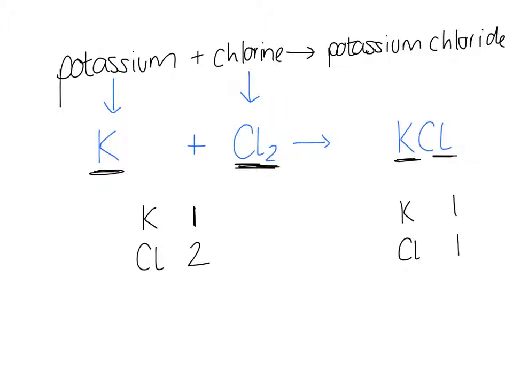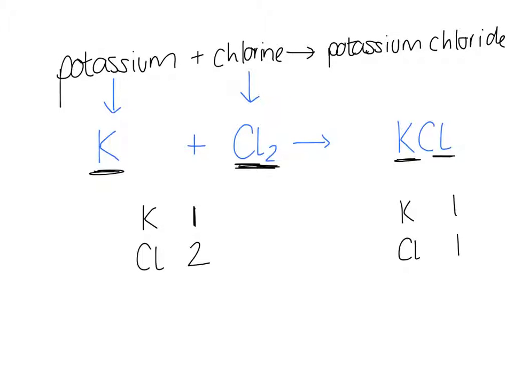Now again, you may be tempted just to say, oh well, I need to fix my number of chlorines, but my potassiums are fine, and so I'll just put a little 2 here. But the formula you get from your swap and drop is the actual formula of that substance, and you can't change the formula of that substance by just adding a 2 after the chlorine. So again, you can only put big numbers in front of a whole formula.